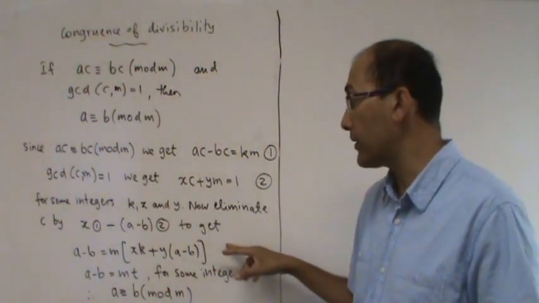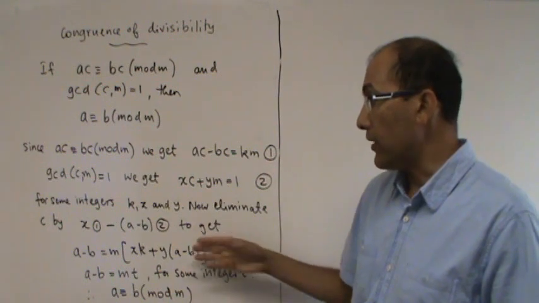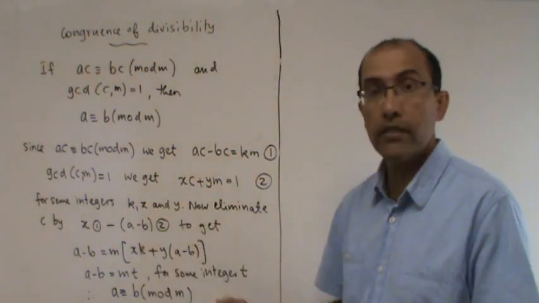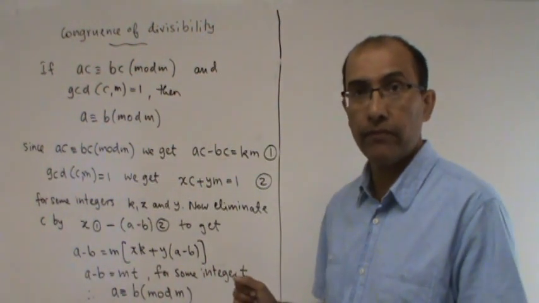You can do the math. When you do that, you will get that this is some integer here, so you will get A is connected to B, and that is the proof.